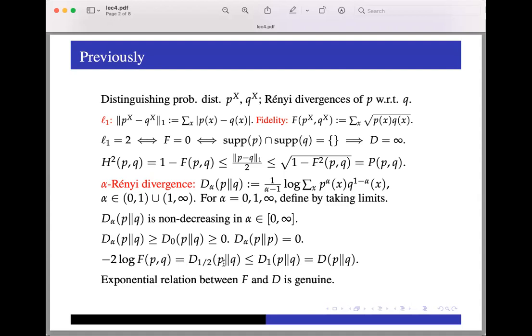Now the monotonicity says that d half is less than d1, and recall that d1 is nothing but the Shannon relative entropy. And the exponential relation between f and d, which seems to be implied by this statement, is in fact genuine. So in other words, there are probability distributions where the fidelity and the Shannon relative entropy are exponentially separated. You can cook up some examples of your own, or else we'll see such examples of probability distributions later on in the course.